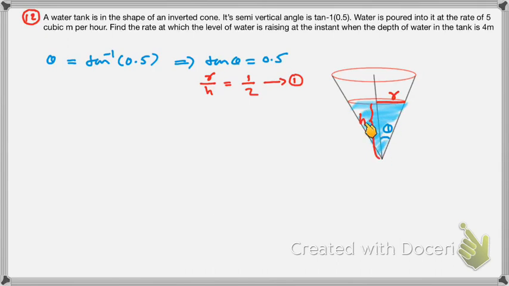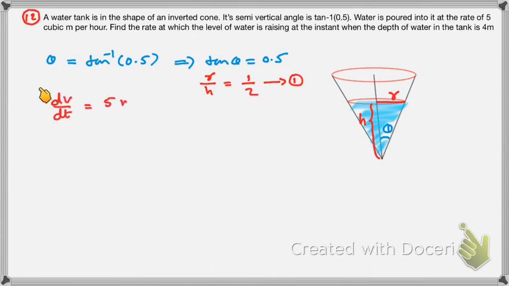What is tan theta in this diagram? Tan theta is opposite side by the adjacent side. So opposite to theta is r, adjacent to theta is h. So tan theta is actually opposite side by adjacent side. R by h is equal to 1 by 2. I leave it as equation number 1.